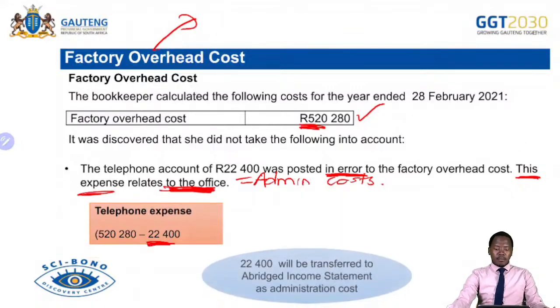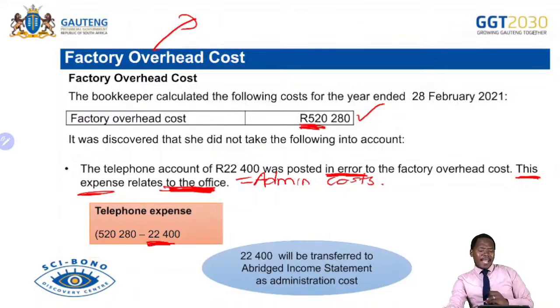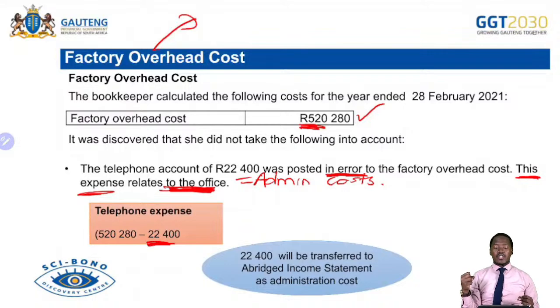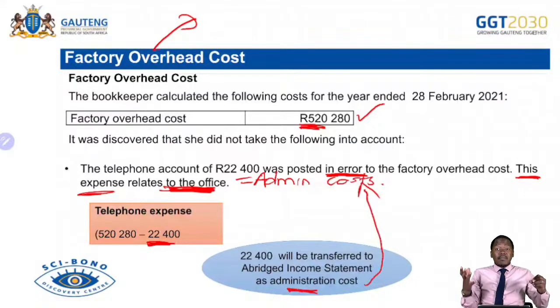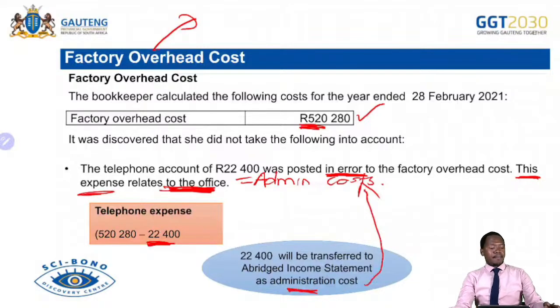Right. Moving forward now, where am I taking the 22? Remember, I took it out of the factory overhead cost. I must now record it under the admin, as I've said, grade 12, that this is office. Where do we find administration cost in our statements? We will find it on our abridged income statement. That is where we are going to add this 22,400. Please keep that in mind, grade 12s. We are adding it there.